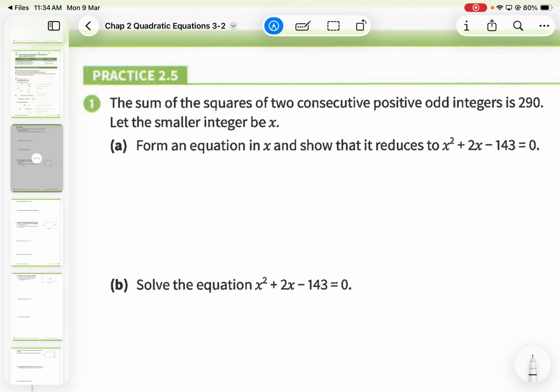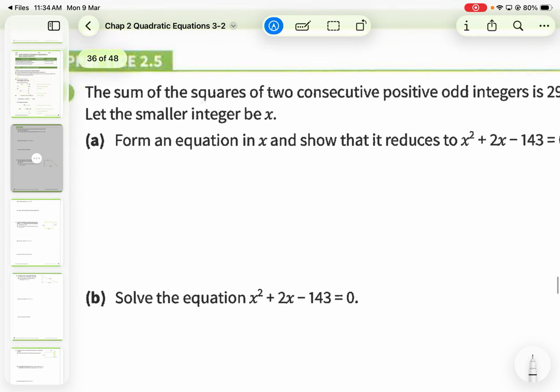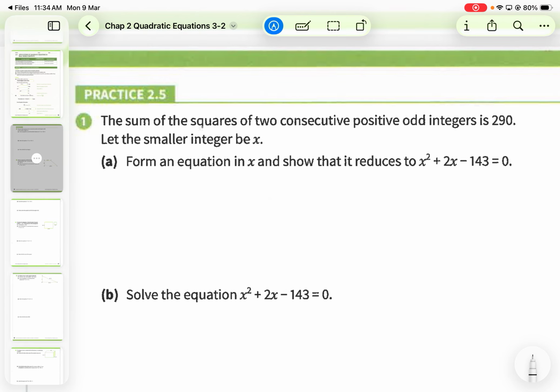What is more important is you know what the question is asking, what the question is talking about. They tell you the sum of the squares of two consecutive positive odd integers. So right now there are two numbers. Then these two numbers, they are consecutive positive odd integers.